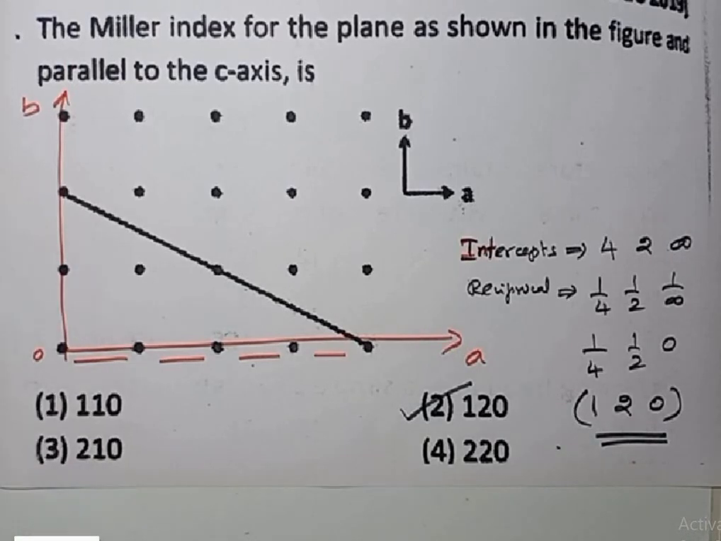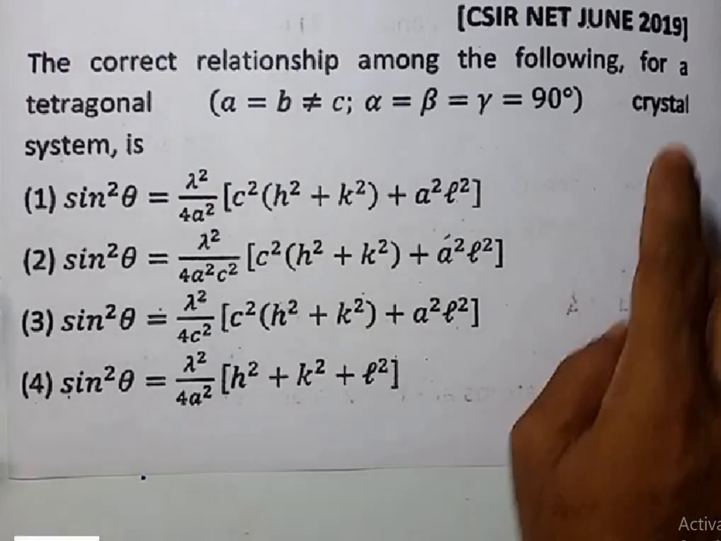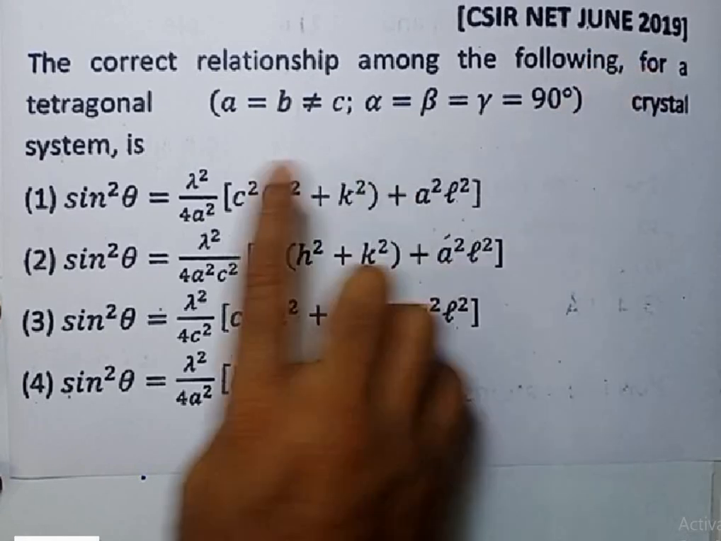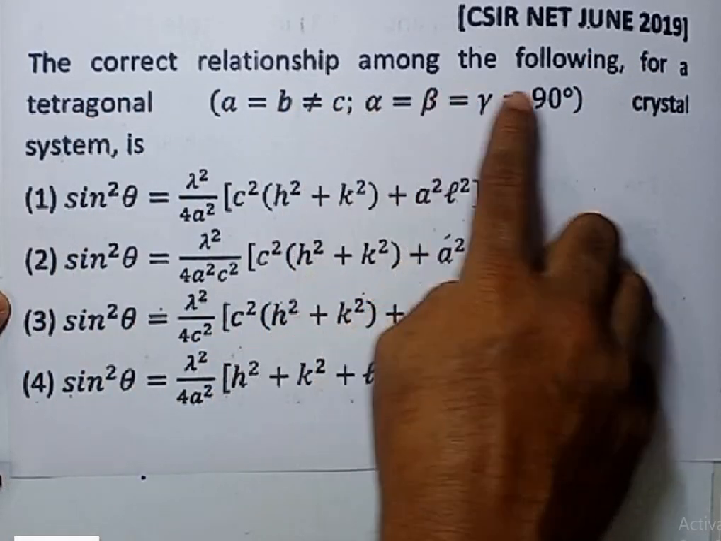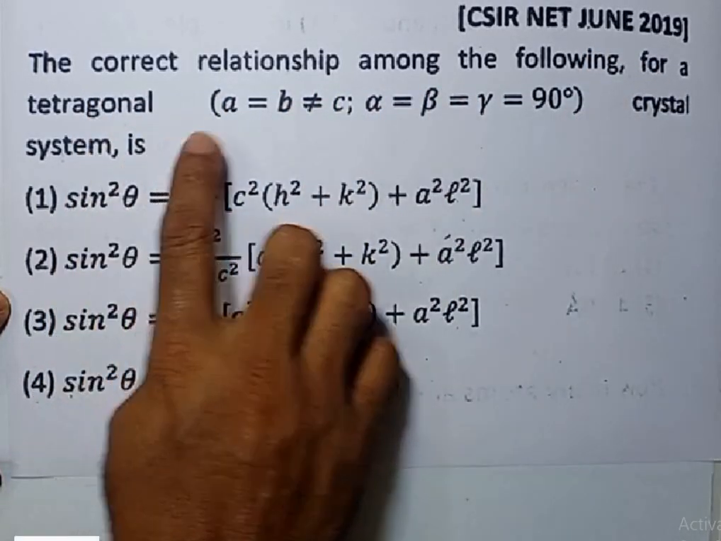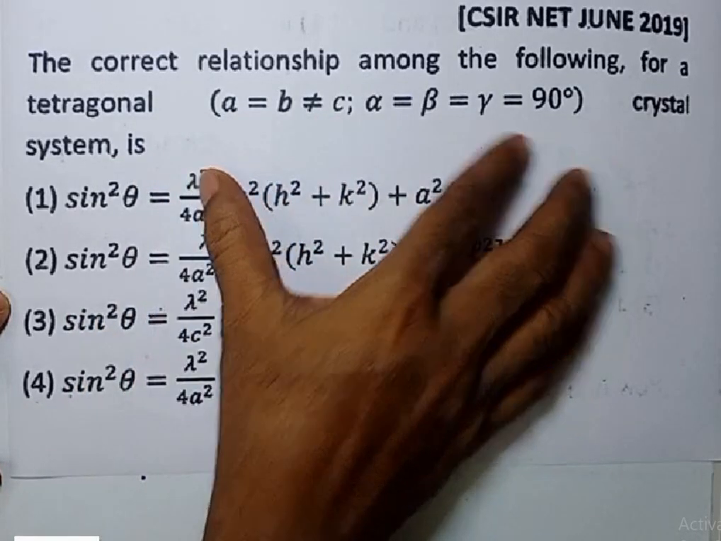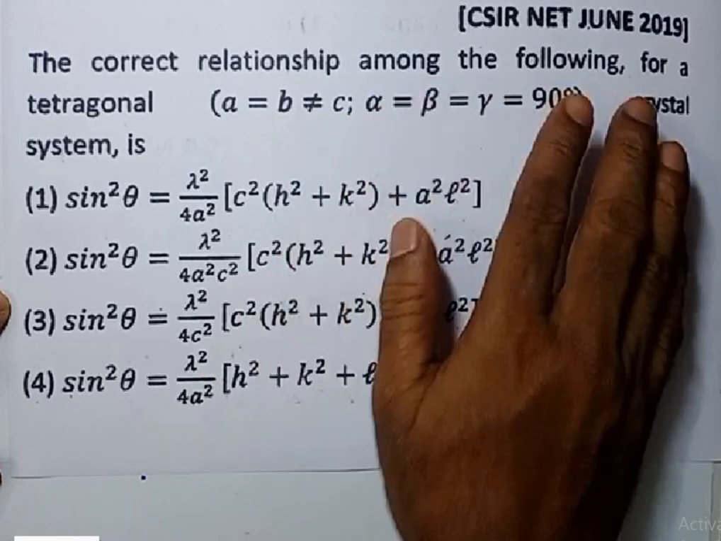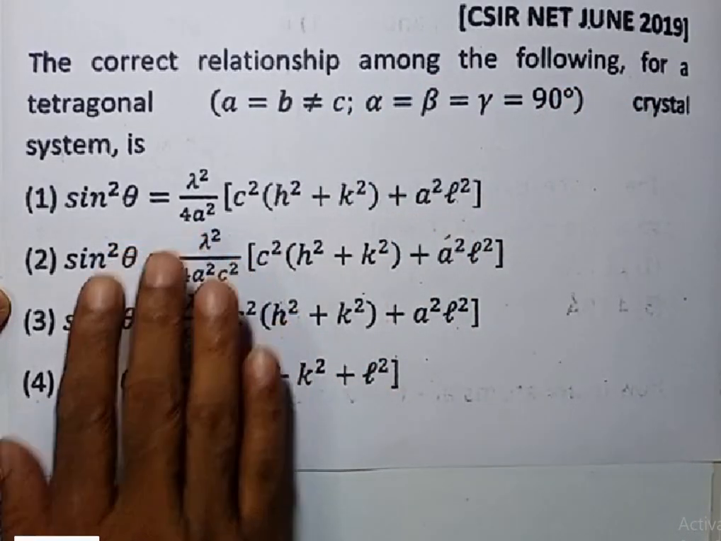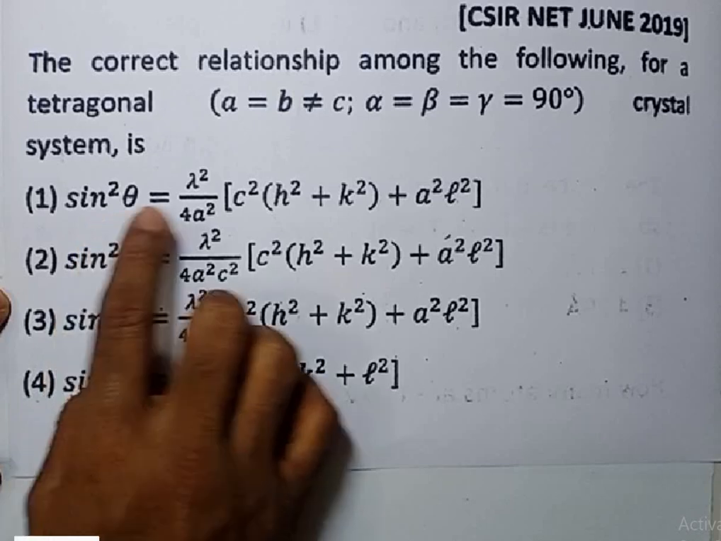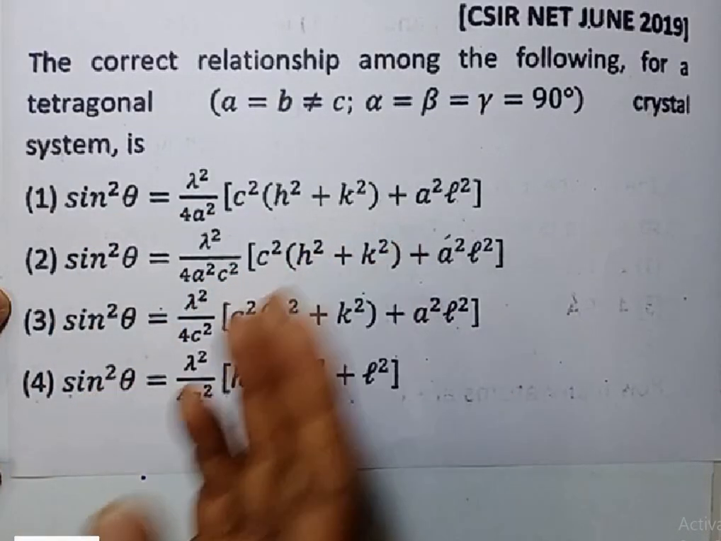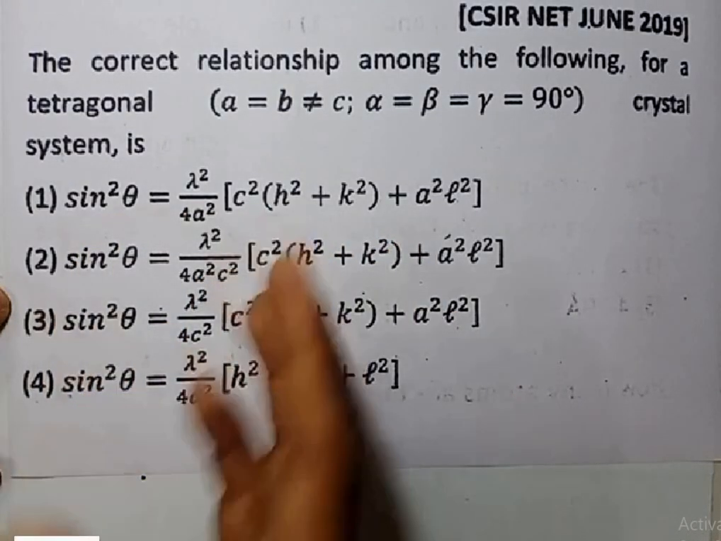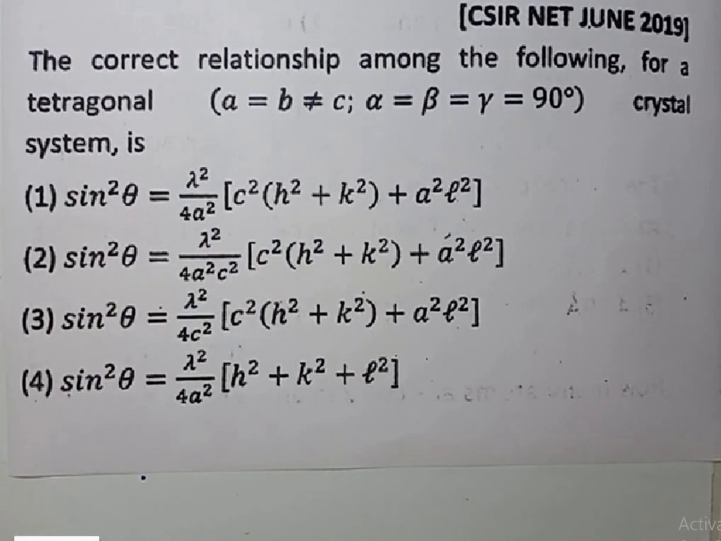Take down. So this question appeared in 2019 June. The question is the correct relationship among the following for a tetragonal crystal system. Okay. Tetragonal crystal system, you know, A equal to B but not equal to C. Alpha, beta, gamma are all equal to 90 degrees. We need to find out the relationship between sine square theta and h square plus k square plus l square. Okay, yes, we'll do that. See, this problem is also very simple. Let me do it here.